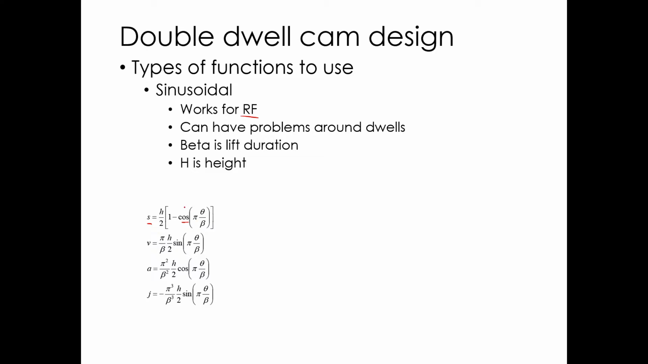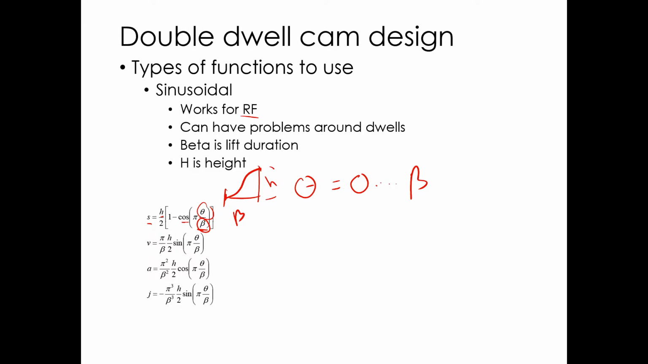So our position is going to be a cosine function. The rise event is going to last beta degrees. This is something that confuses people in this. Beta is a constant. Beta is the duration of the rise event. So beta is a constant. Theta is going to vary from 0 to beta. Beta is a constant. H is the height of this. It's a constant as well.